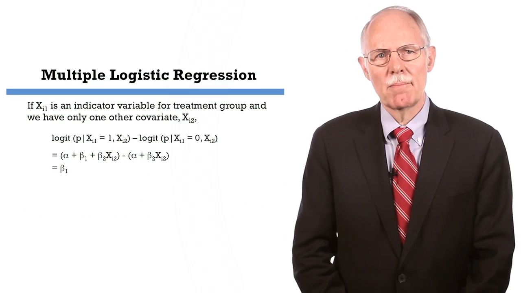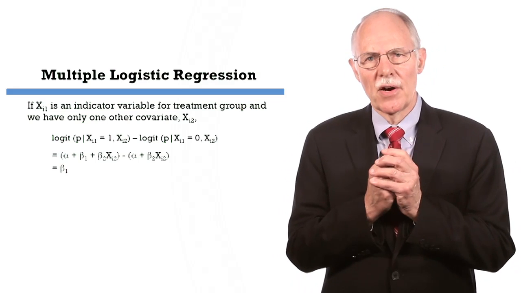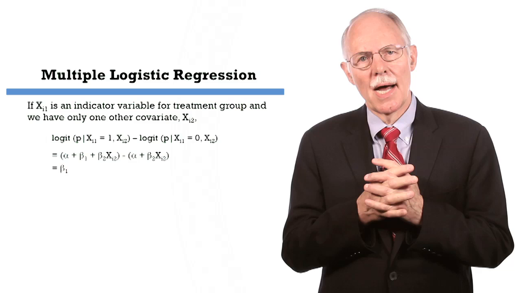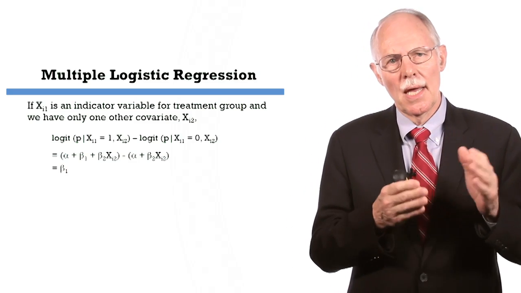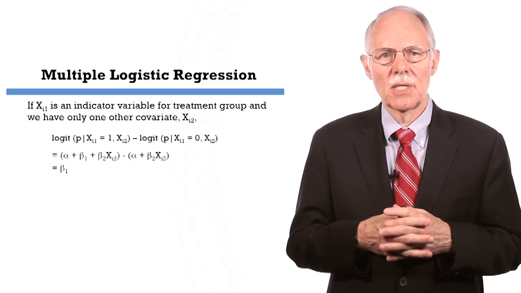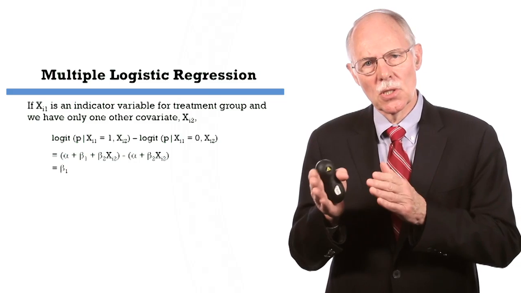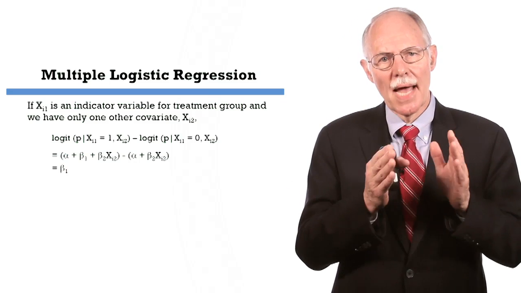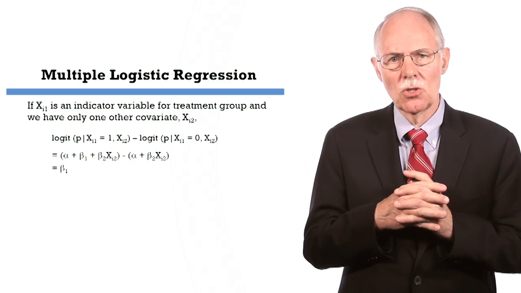Now, let's say a bit more about multiple logistic regression. So imagine that we have an indicator variable for treatment group. How will the model describe the difference in the probability of response for those when x is equal to 1 compared to those for whom x is equal to 0? Well, let's do that on the logit scale. The logit for patients belonging to the group with xi1 equals 1, you can see, is alpha plus beta 1 plus beta 2 times the second covariate xi2.